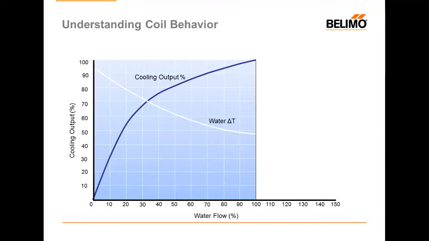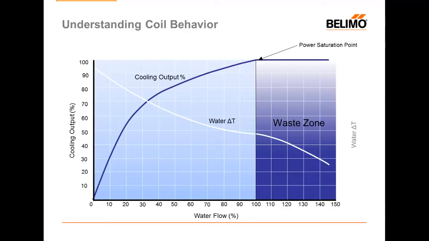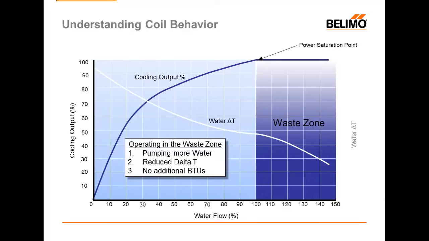Let's take a look at our coil curve again. Notice that as we get towards 70, 80, 90, and even 100% of the flow, the coil curve starts to plateau off, not generating nearly as many BTUs percentage-wise as it was at lower flows. So the question is, what happens when we overflow that coil? Well, we are penalized in 3 ways when we overflow that coil. We're going to pump additional water, obviously, to get it in there. We're going to reduce our delta T, and we're not going to create any additional BTUs.